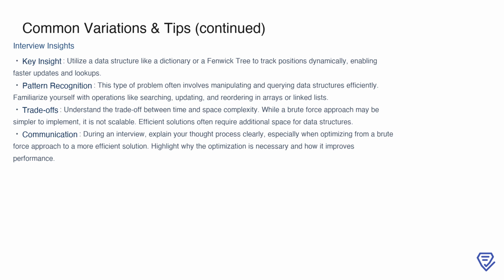Now, let's focus on some insights that are particularly relevant in an interview context. One key observation is the importance of using efficient data structures, such as a dictionary or a Fenwick tree, to dynamically track positions. These structures allow for faster updates and lookups, which are crucial for optimizing your solution. Problems like this often follow a familiar pattern: manipulating and querying data structures efficiently. Take time to practice operations like searching, updating, and reordering elements in arrays or linked lists, as these skills are often transferable to similar problems. It's also important to consider the trade-offs between time and space complexity. While a brute force approach might be easier to implement initially, it's rarely scalable for larger inputs. Efficient solutions typically require additional space for specialized data structures, but the gains in performance are often worth it.